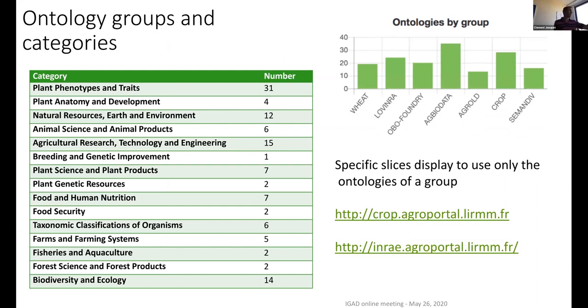As I mentioned, for example, there are a lot of resources related to plant phenotypes and traits, and some resources in agricultural research, technology and engineering, things like that. So we group those ontologies in formal groups, and you can also access a part of the portal through what we call a slice. So if you want to see only the ontologies in the Crop Ontology project, then you can go to the crop.agroportal.lirmm.fr URL, and you'll get only a portal that will show you the content of that group. And that will be available for all the services in the portal, including search, annotation, recommendation, etc.